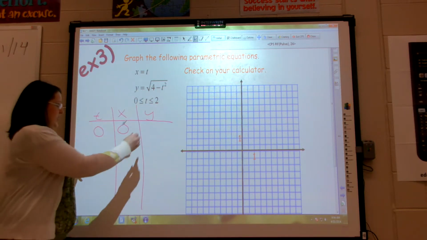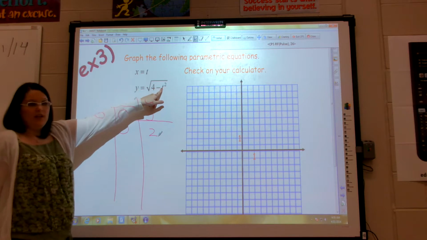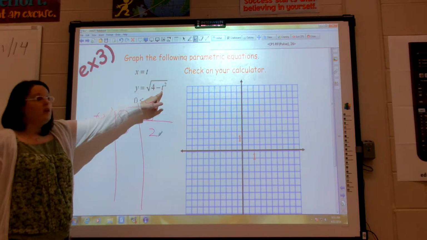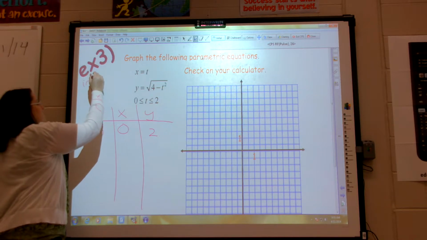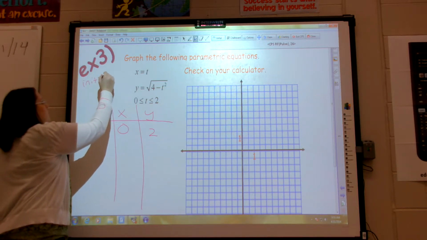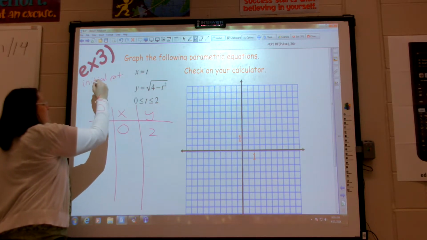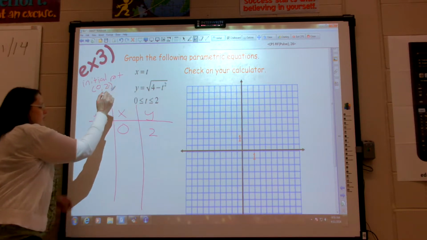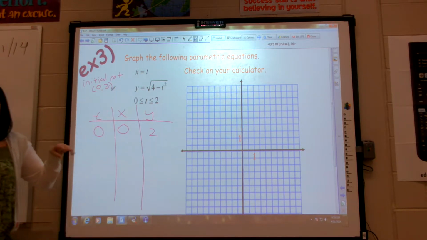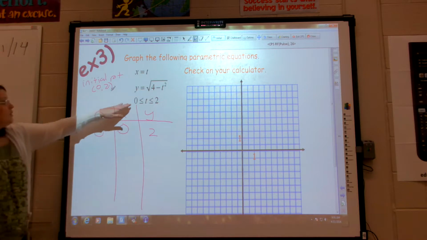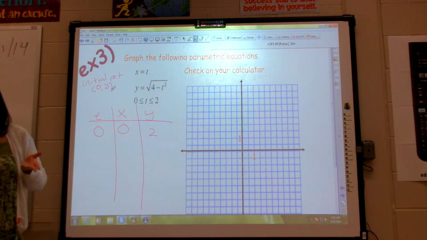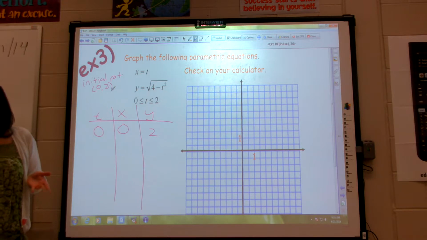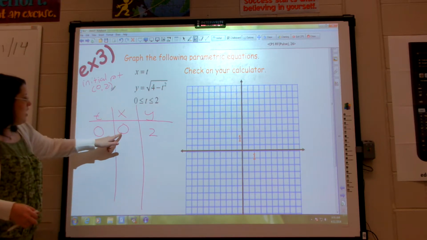2. Does everyone agree with that? Plug it in, I get square root of 4, which is 2. So right away, I could ask you, my initial point is 0, 2. That's where the graph starts. So if I ask you for your initial point, all you do is plug in the starting t. That's all you do for the initial point. Okay? Now, I'm going to plot that.